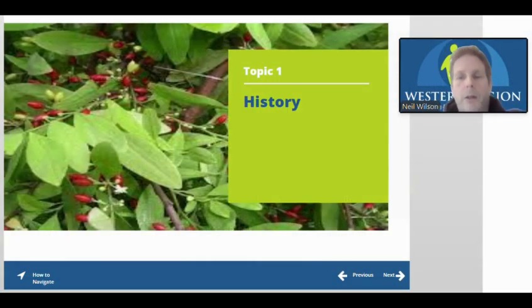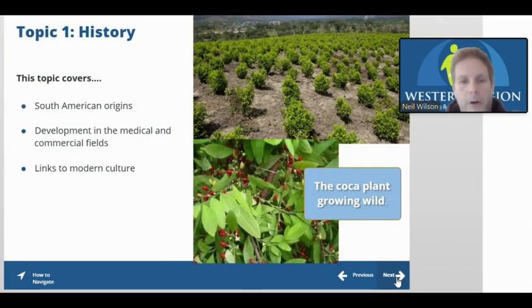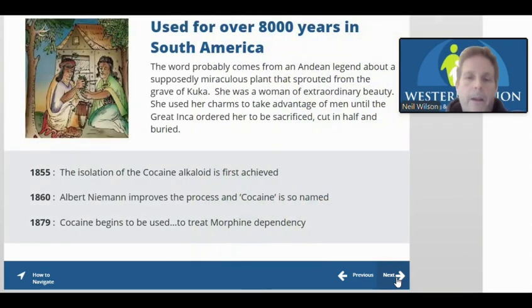We know that the coca plant has been grown in South America for something in the region of 8,000 years. Here we can see it growing wild. It's also strongly connected, of course, to local myths and legends as well. Cocaine itself is actually an extraction from the coca plant and undergoes a chemical process. The first commercially available product was back in 1879, where it was used to try and treat morphine dependency.